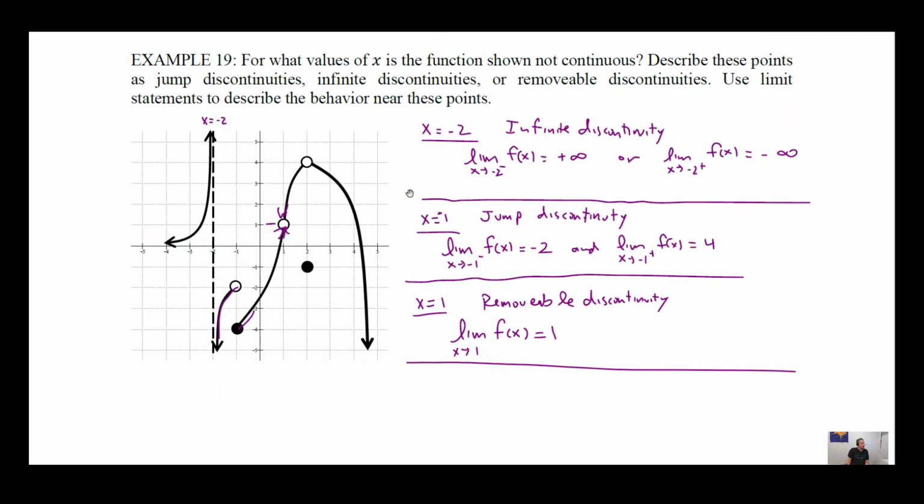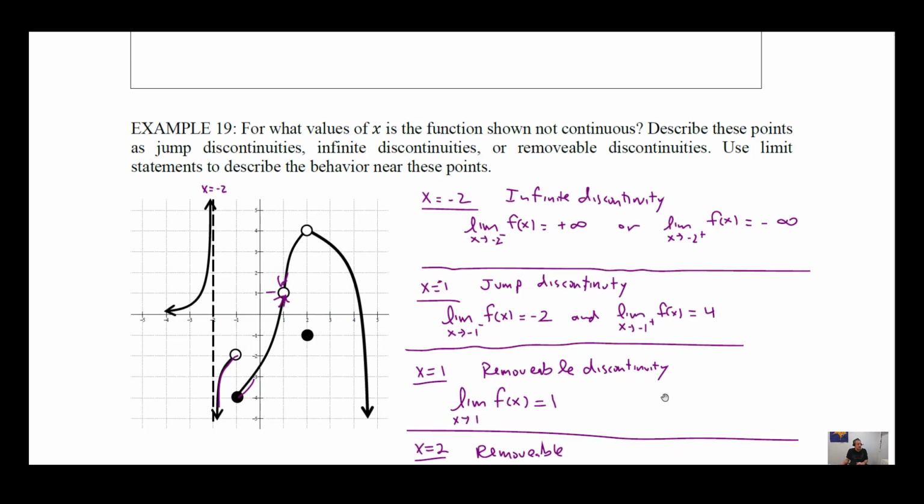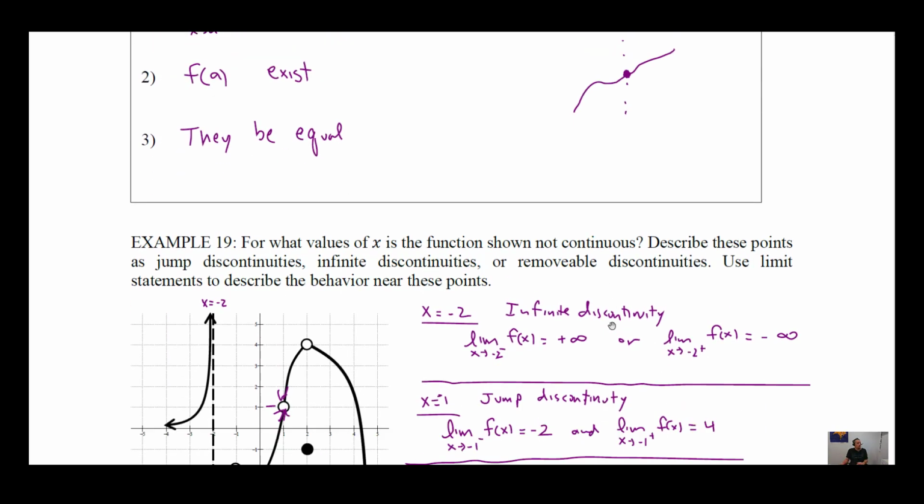And finally, x equals 2 is also a removable discontinuity, because, again, the limit as x approaches 2 of f of x does exist, and it's equal to 4, but we also have an f of 2, which is visibly equal to -1, and so we have a limit existing, we have a functional value existing, but they don't equal each other.